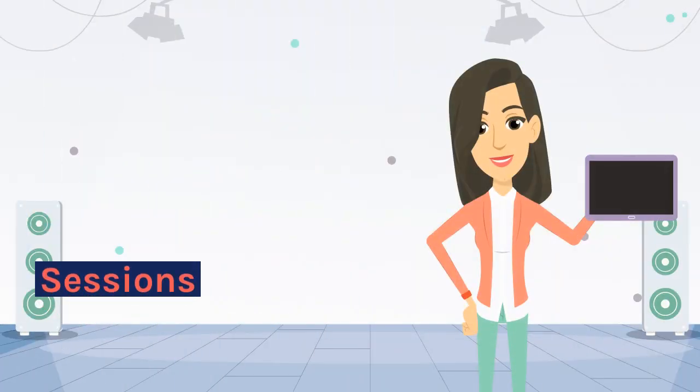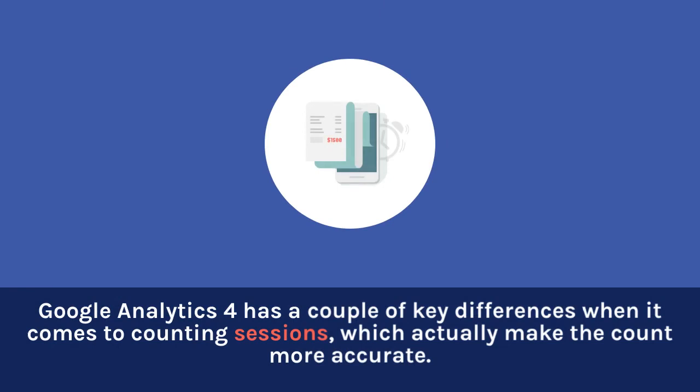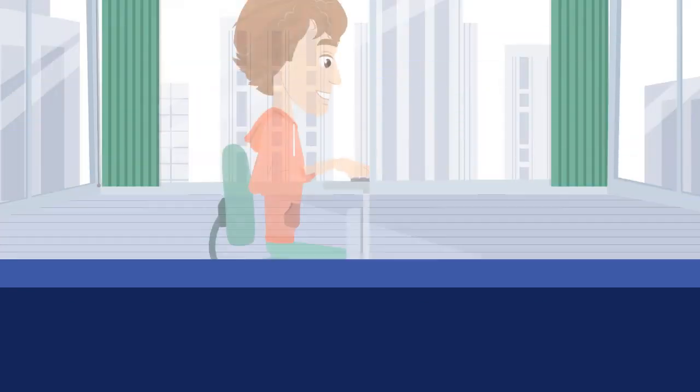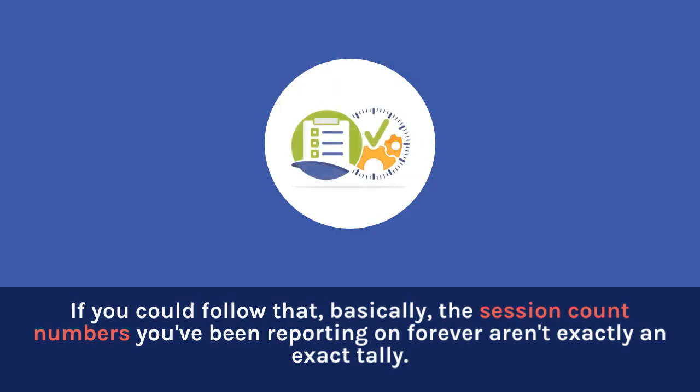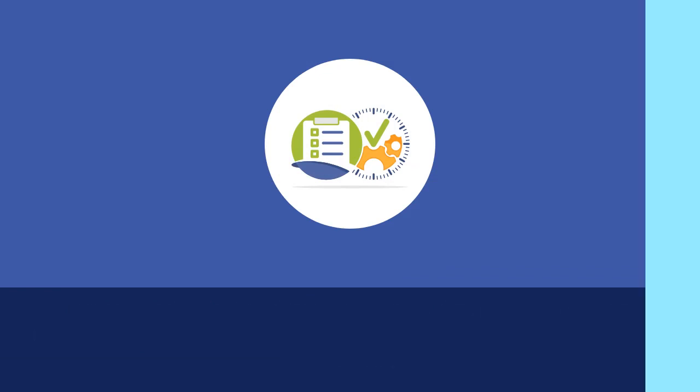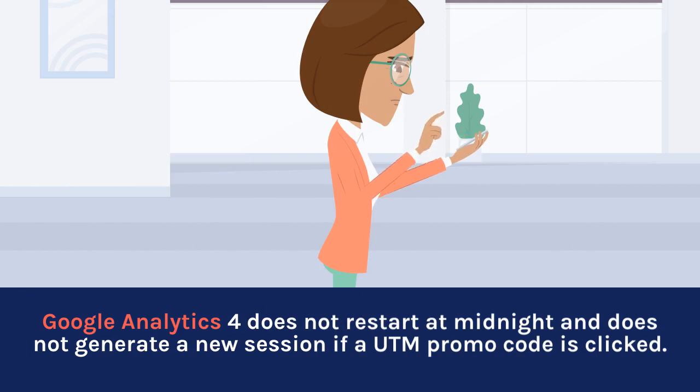Sessions. Google Analytics 4 has a couple of key differences when it comes to counting sessions, which actually make the count more accurate. While both platforms have a default session timeout setting of 30 minutes, UA restarts the session at midnight and generates a new one when a promo code is clicked on. If you could follow that, basically, the session count numbers you've been reporting on forever aren't exactly an exact tally. Google Analytics 4 does not restart at midnight and does not generate a new session if a promo code is clicked.